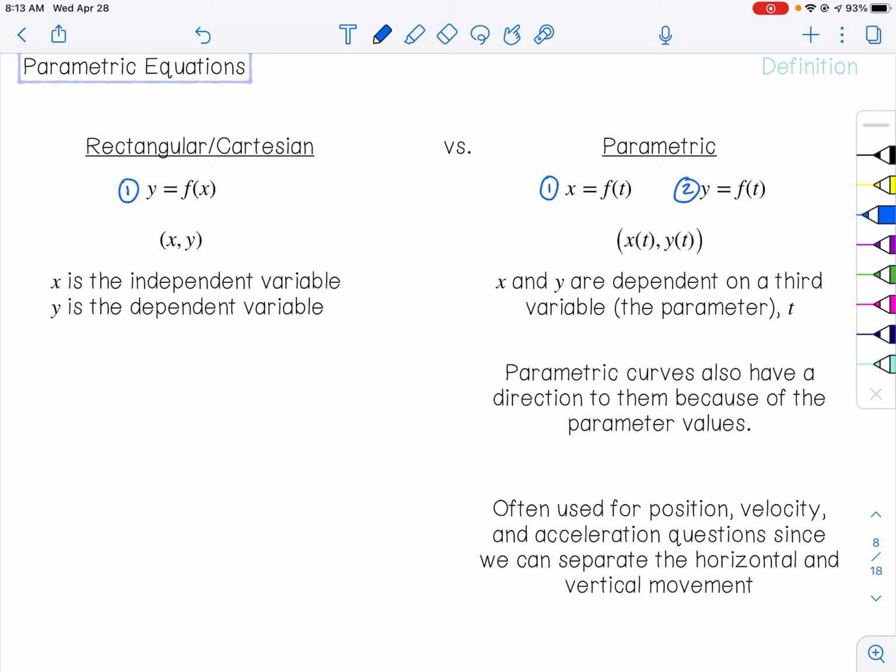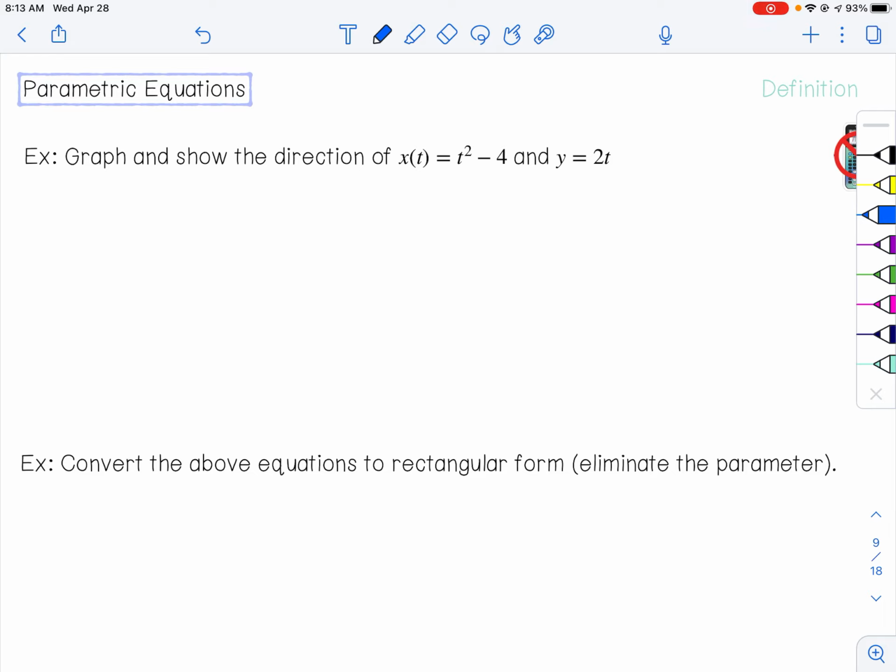Parametric equations are great for position, velocity, and acceleration questions since we can separate the horizontal and vertical components of movement. And if you take physics, these should be really familiar to you because of projectile motion and all of the equations that go along with that, where you can analyze both the horizontal and the vertical components independently of each other, right? These are also very similar to vectors, which you'll see with both x and y equations as well. So I'm really grouping this in with also covering vector equations because there's really nothing in parametric equations that we do in vectors that is different. Just a little bit of the vocabulary is different.